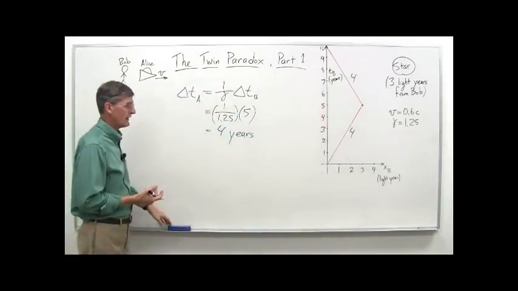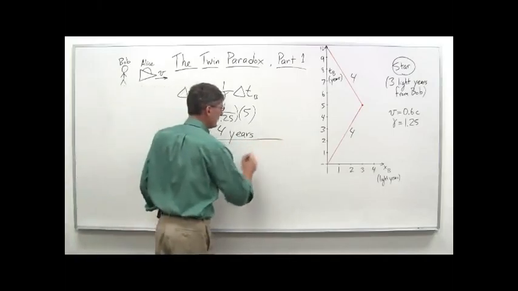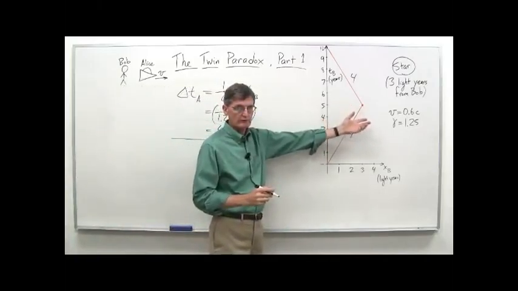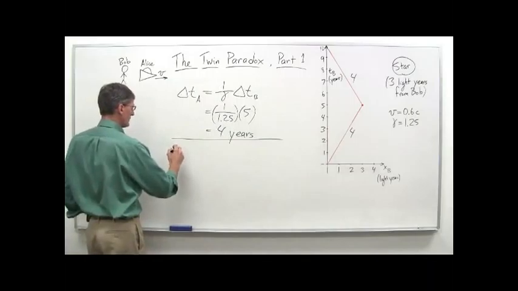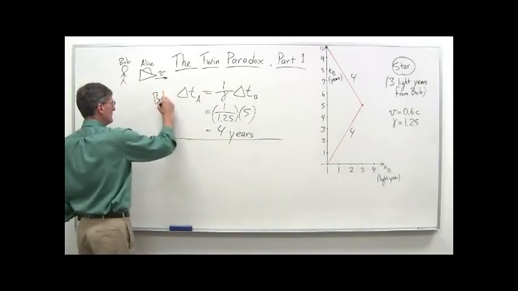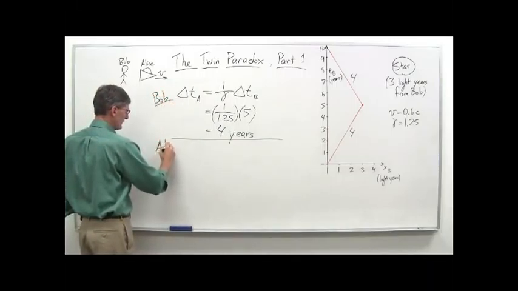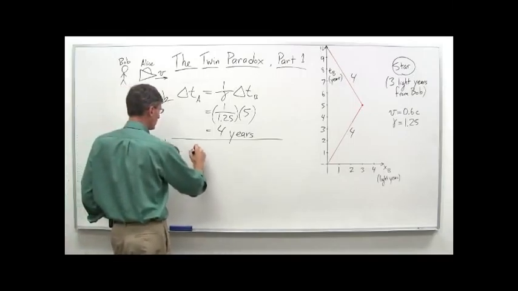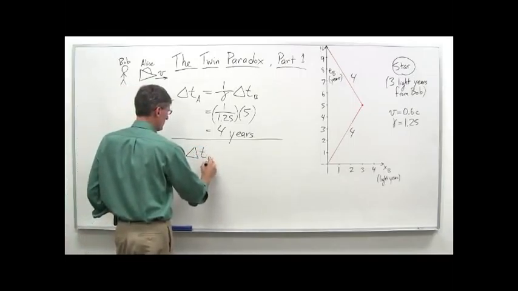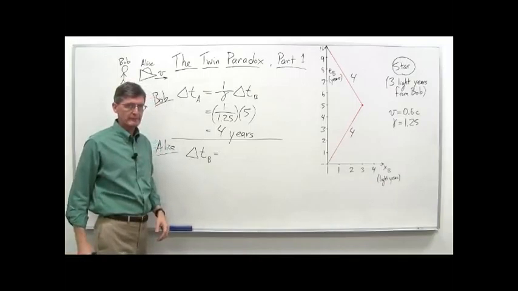And if you do that analysis from Alice's perspective, she sees her clock ticks off 4 years, and then you could say, okay, so this is Bob's analysis, and then if we do Alice's analysis, she'll say, well, from my perspective, your clocks, Bob, are ticking more slowly than mine.